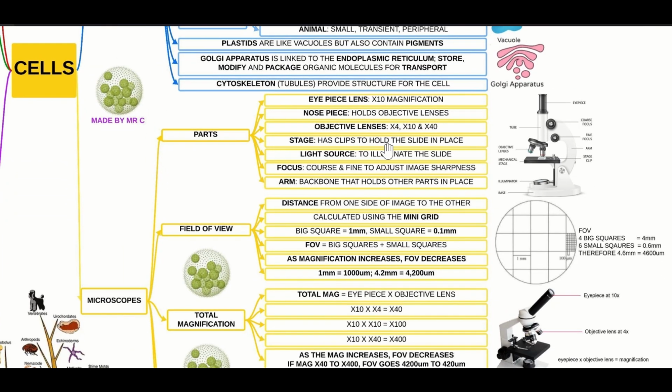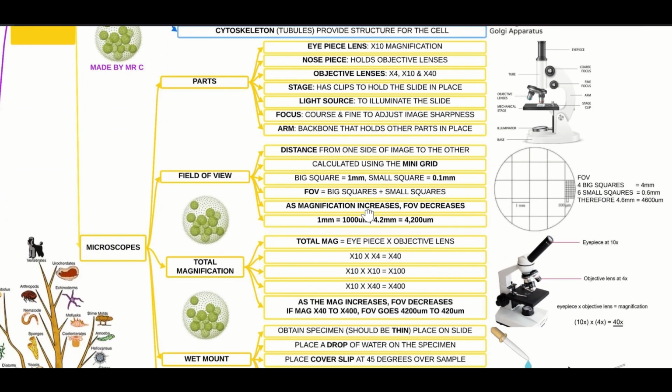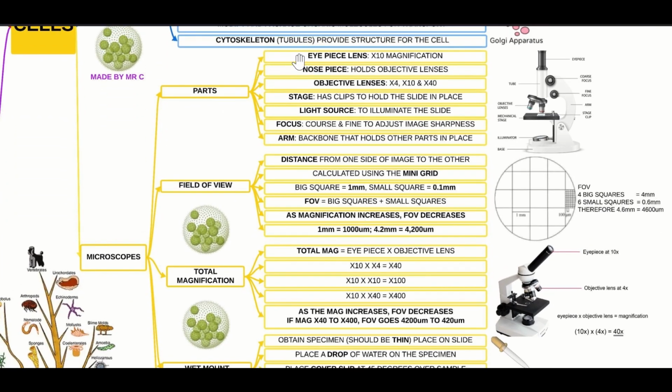Right, now we get on to microscopes. Parts of the microscope, we've got an eyepiece lens, otherwise called an ocular lens, that is for the most part times 10 magnification. We have a nose piece that holds objective lenses, and there are 3 types of objective lenses, being times 4, times 10, and times 40.